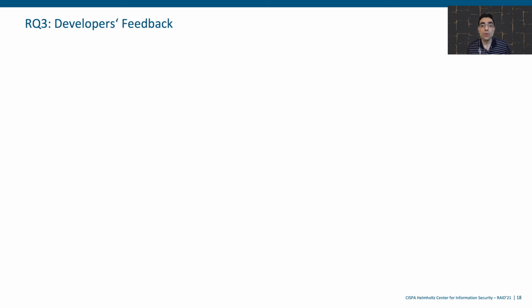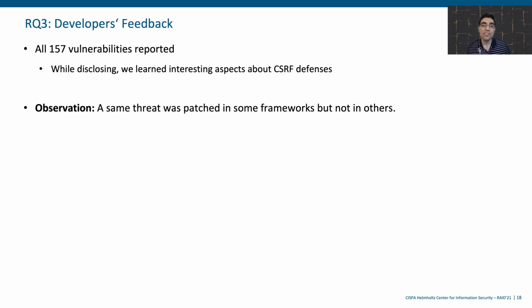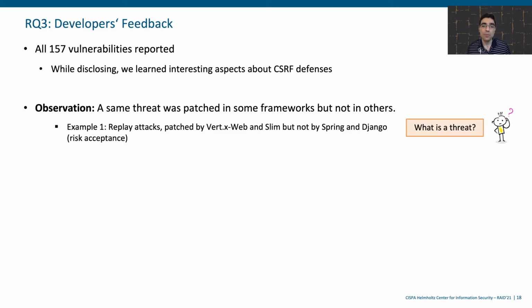So we responsibly disclosed all the 157 security risks we identified in this paper to the affected frameworks. And while disclosing, we learned interesting aspects about CSRF defenses. In particular, we observed that the same threat was patched in some frameworks but not in others. For example, replay attacks were patched by Vert.x Web and the Slim framework but not by Django and Spring frameworks due to risk acceptance. So we observed that there is an inconsistent threat model as there is a disagreement among framework developers on what is a threat to CSRF defenses.